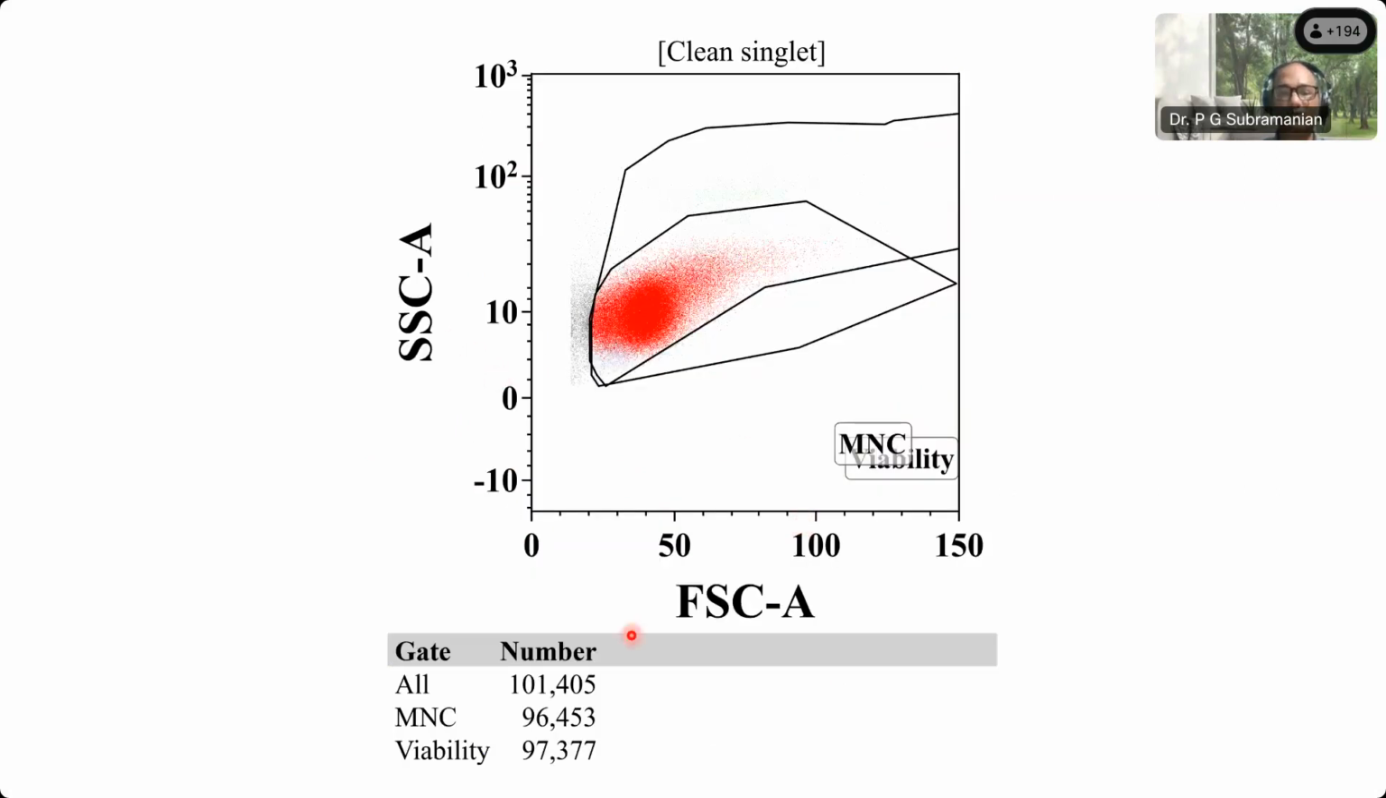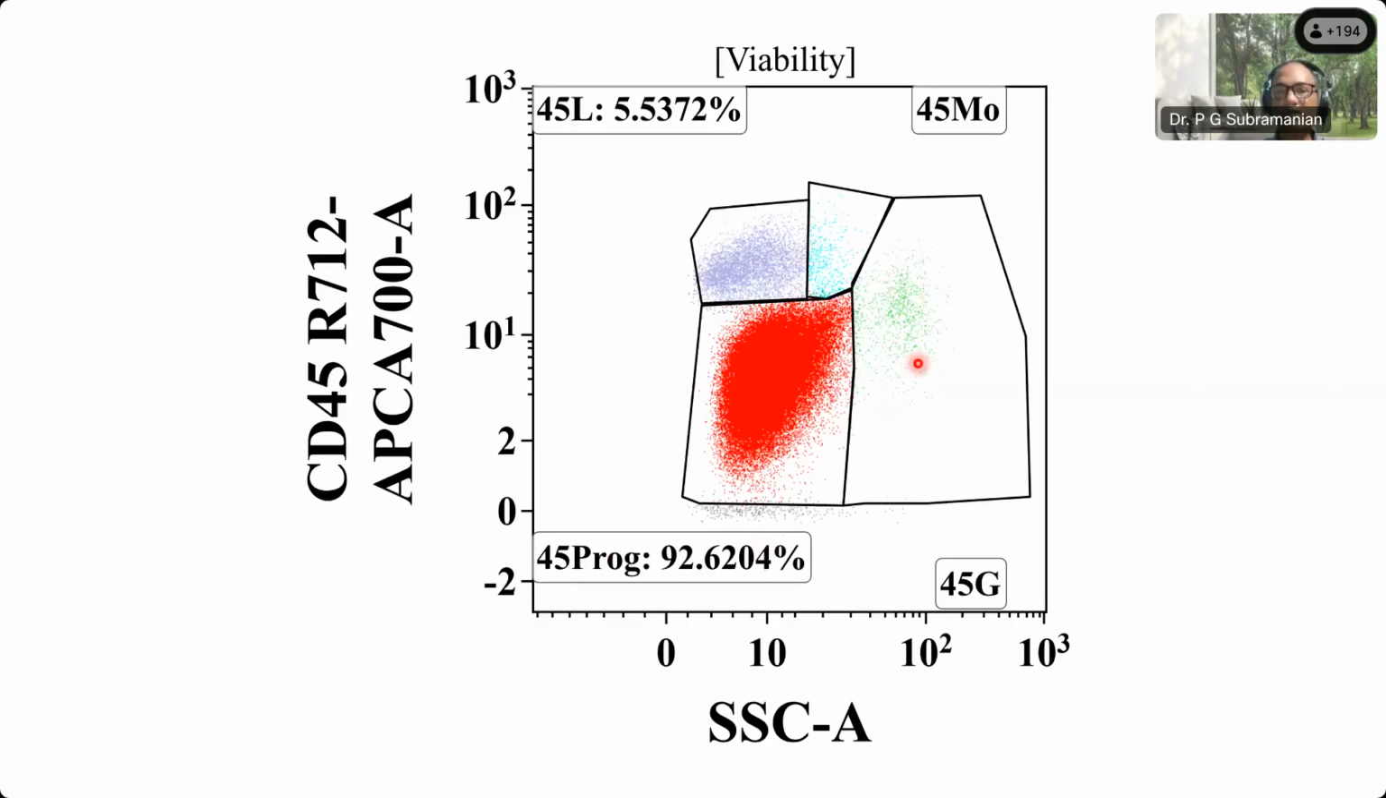The high side scatter cells, which are green in color here, are your granulocytes, and what comes over here are the monocytes. So this is the standard cluster diagram which will come in any peripheral blood or bone marrow for CD45 versus side scatter. In this, the largest population, 92%, is here, at the CD45 dim position. So it is a CD45 dim blast.